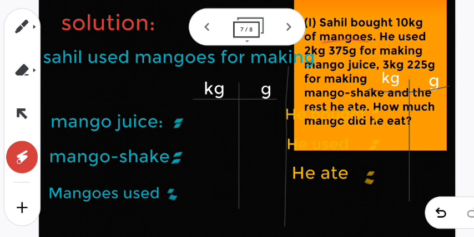Another number, you have to add the remaining two quantities. These two quantities are the mangoes he used, the measurement of mangoes he used. So that two you add it, and the answer you are getting, that you minus from the total weight. Okay, let's see.